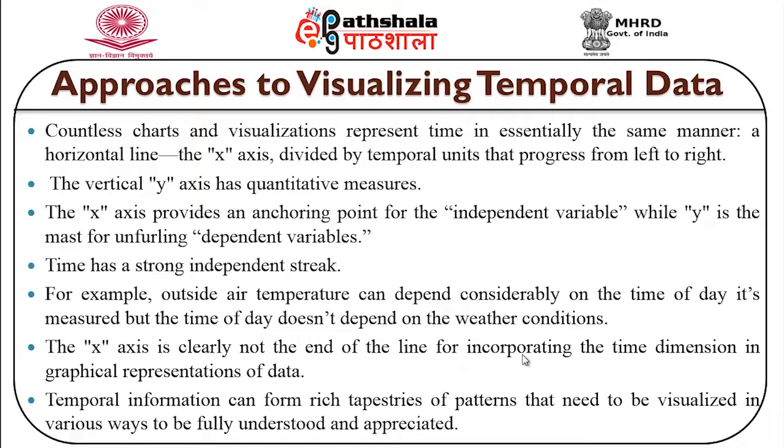Countless charts and visualizations represent time in essentially the same manner. Usually a horizontal line, that is the x-axis, is divided by temporal units that progress from left to right. The vertical y-axis has some kind of quantitative measure. The x-axis provides an anchoring point for the independent variable, while the y-axis is for the dependent variable. Time has a strong independent streak. For example, the outside air temperature can depend considerably on the time of day. It's measured, but the time of day doesn't depend on the weather condition.